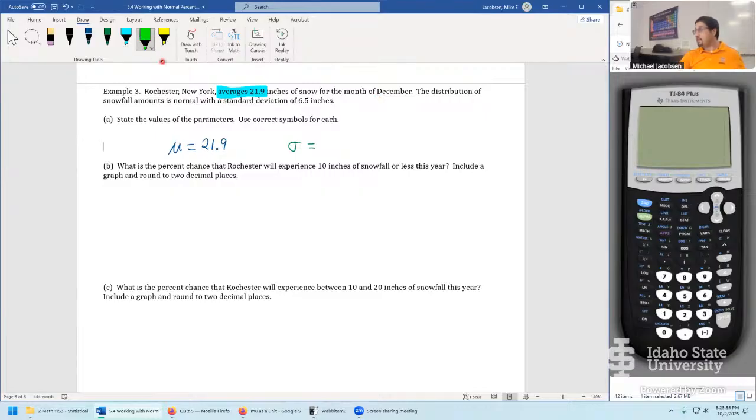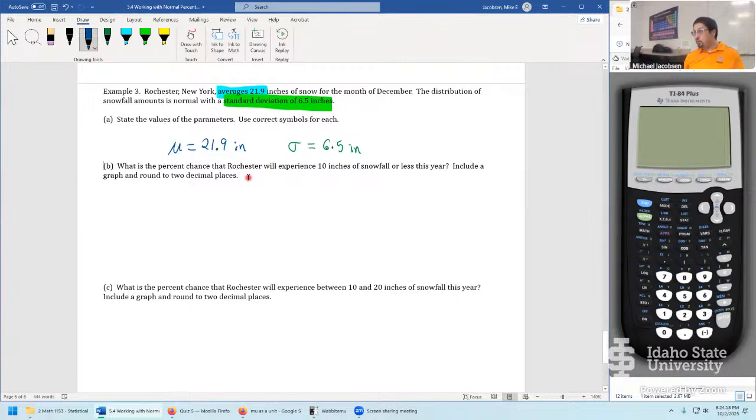Likewise, this one's kind of a giveaway. When it says standard deviation, that's referring to the sigma value, 6.5. Units on both are inches. Good idea to put them in, not required for credit, but can help with context.